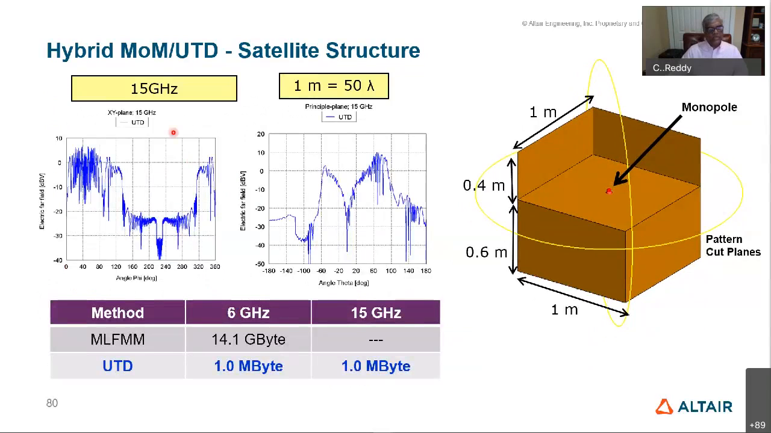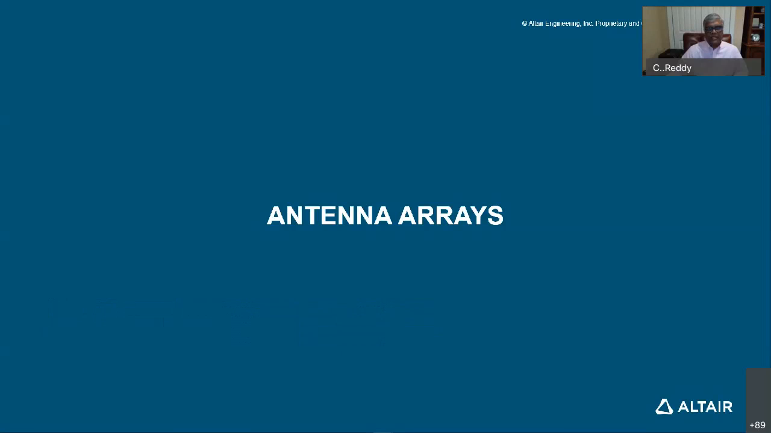Now we can go to a bigger problem, 15 gigahertz. It's still 1 megabyte of memory, and even at 6 gigahertz or 15 gigahertz, 1 megabyte. You can even go to 26 gigahertz or 30 gigahertz. It still will be 1 megabyte of memory, as it was for the smaller problem.